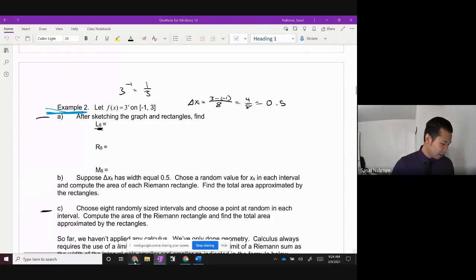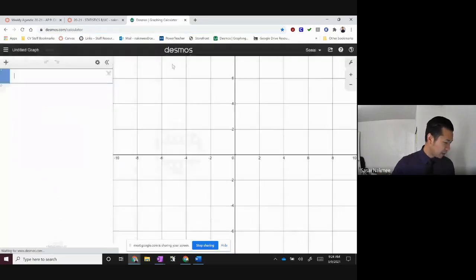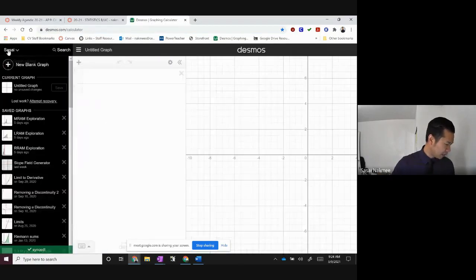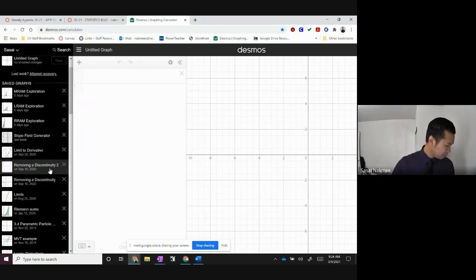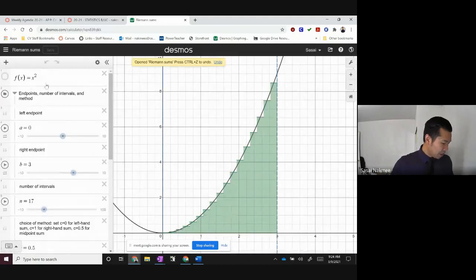And then I showed you guys that you could just do this on Desmos to have it calculated for you. I gave you guys the link, I believe, last time. Let me see here, Riemann sums, there we go. So you can go in here and type in whatever function you need at the very top, and then tell it where you want it to start and where you want it to end.